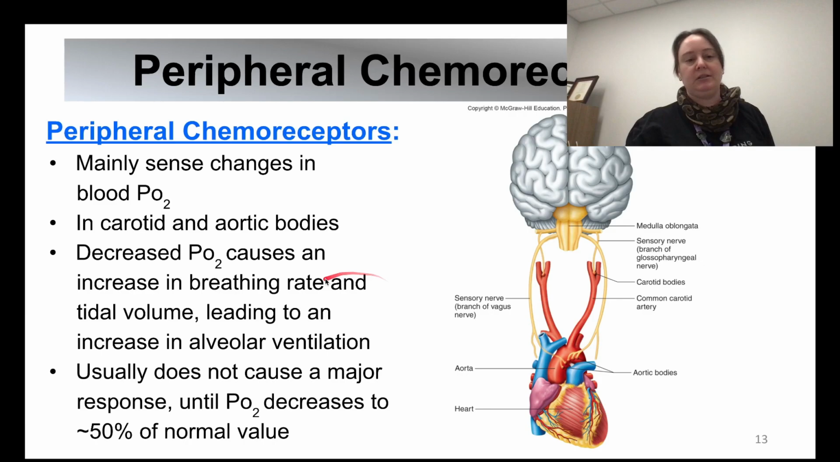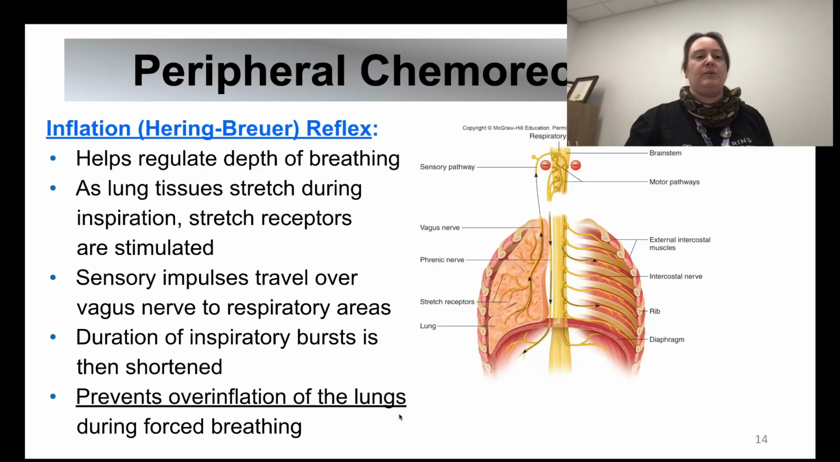Oh well. But anyway, a decrease causes an increase in breathing rate and tidal volume, leading to increased alveolar ventilation. So again, this does not cause a major response until the oxygen decreases to 50% of normal value. And then your body goes, yeah, dude, we're really down on oxygen and you need to do something about that. So yes, it is a dance between carbon dioxide and oxygen, going back and forth.